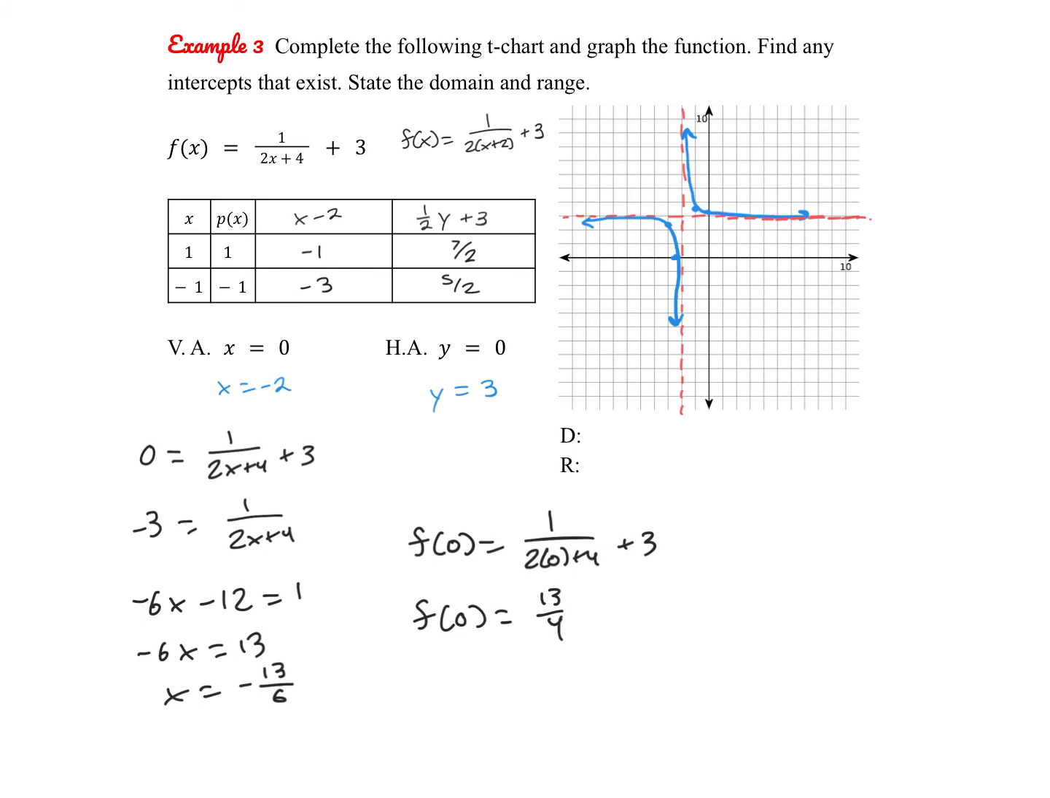Okay, last really quick, let's do our domain and range. So our domain is everything except for negative 2, and our range is everything except for positive 3. There you have it.